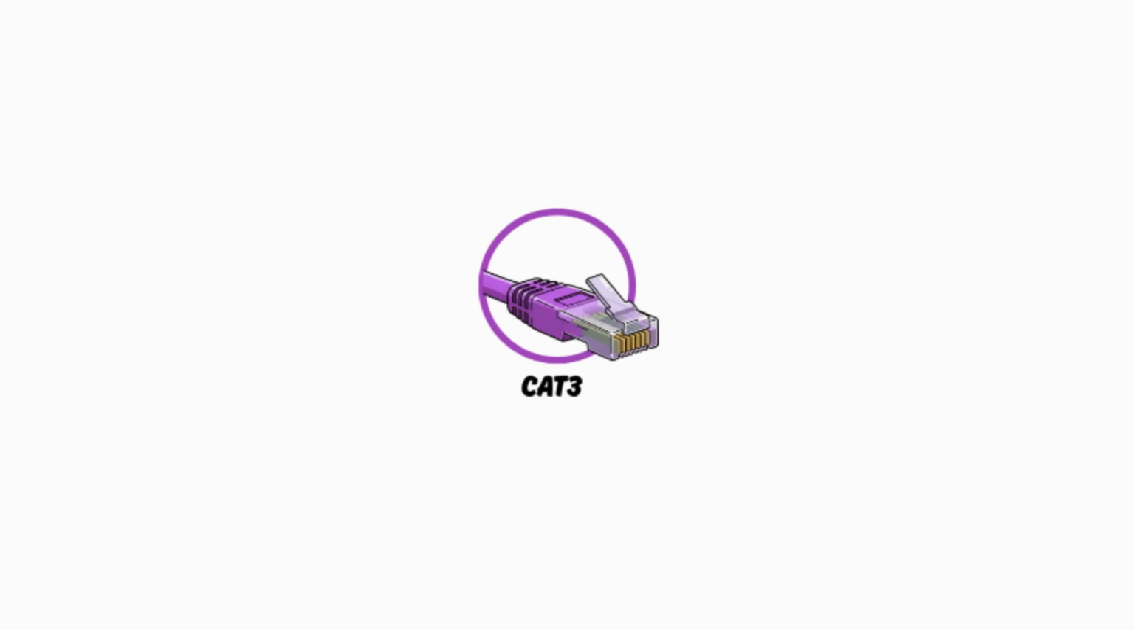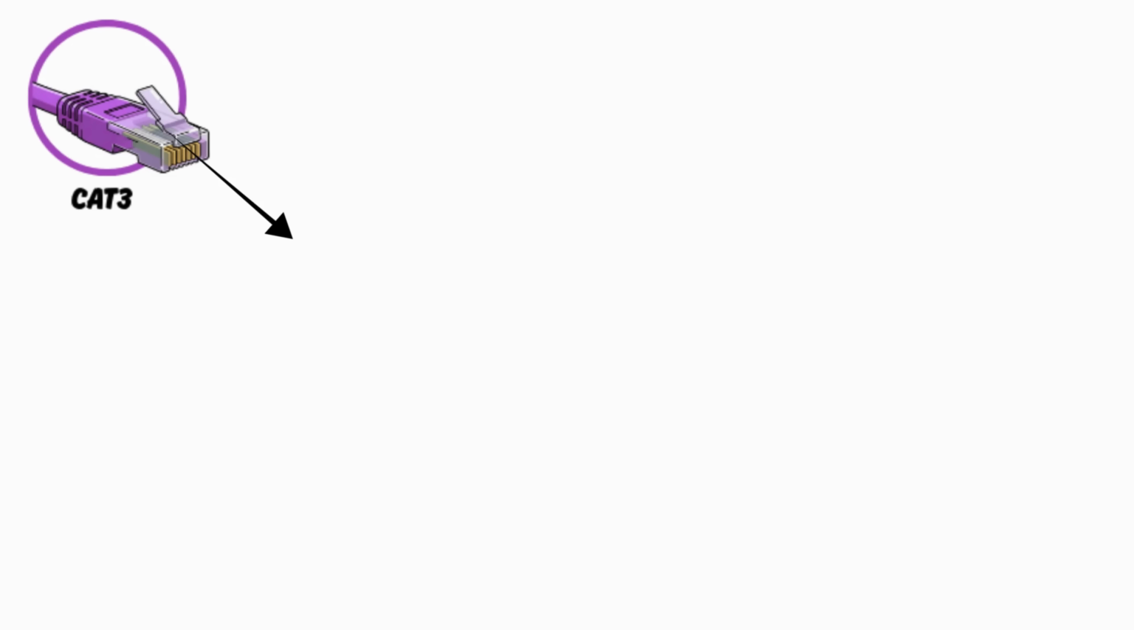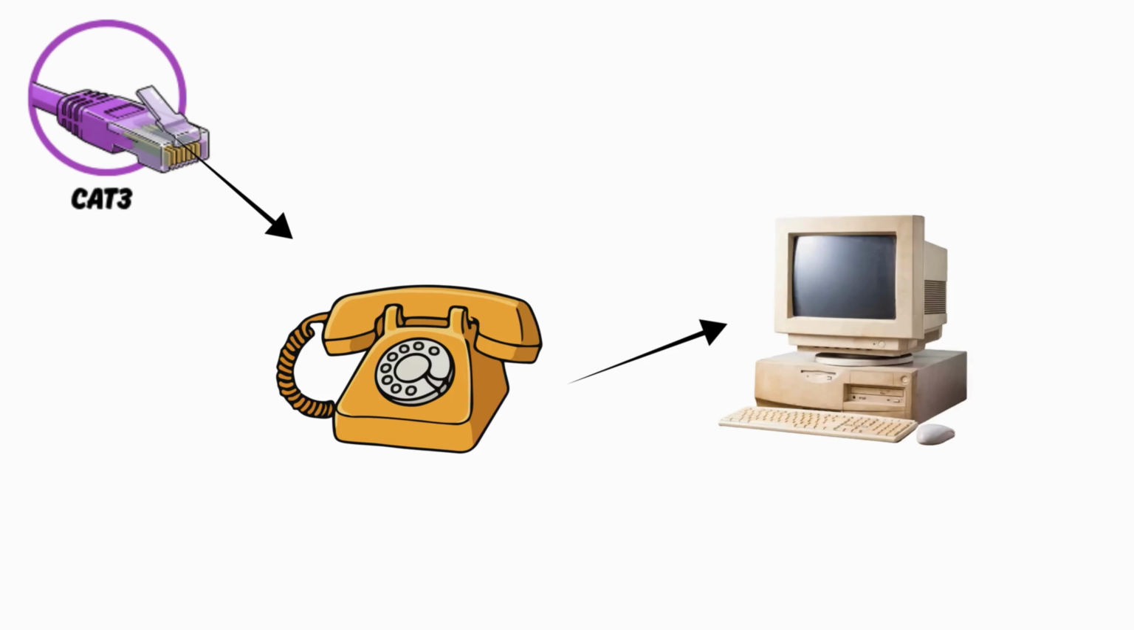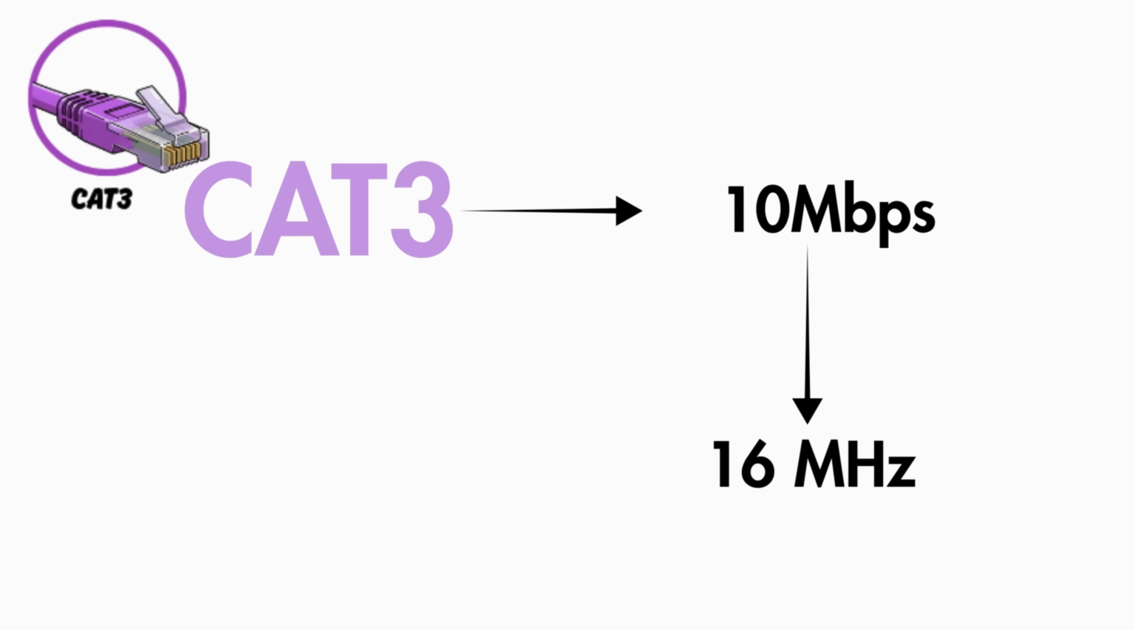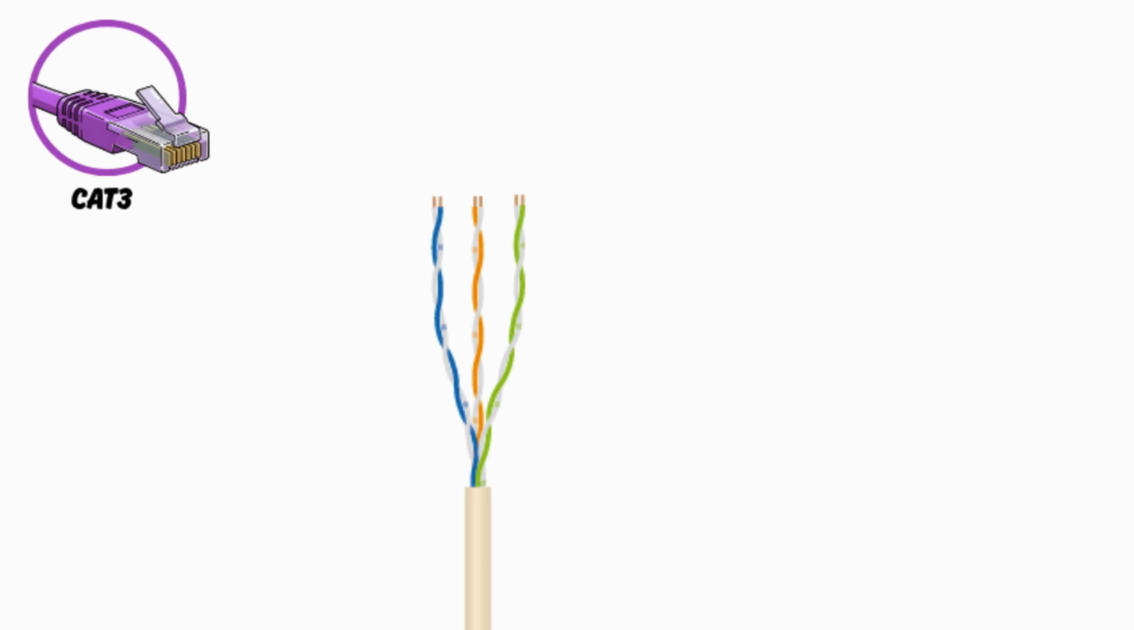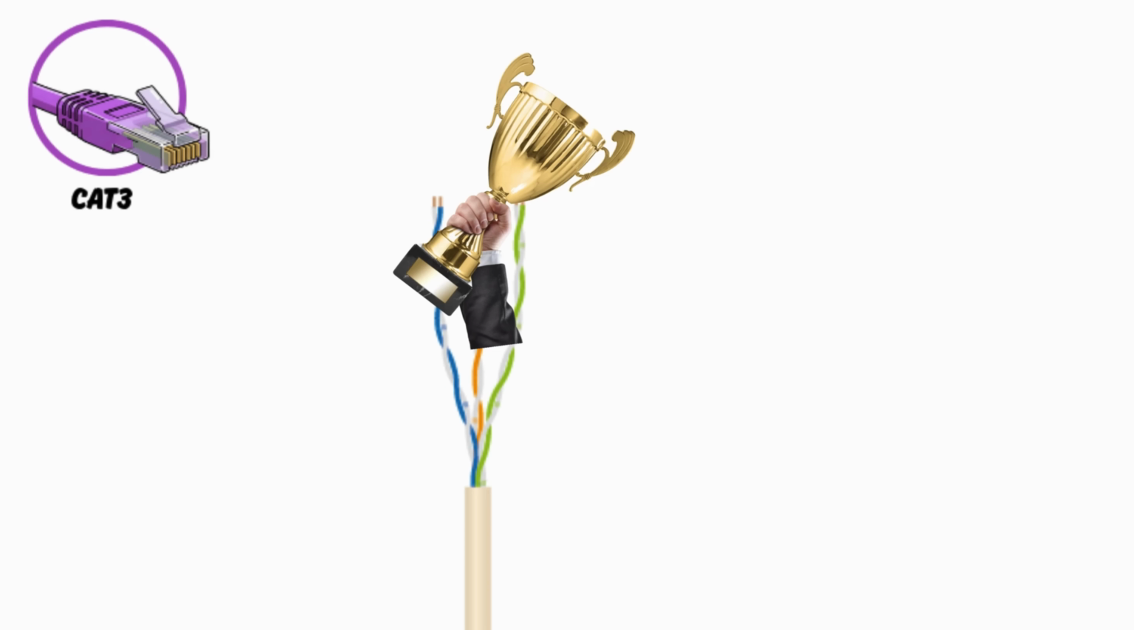Category 3, or CAT 3, was used in the early 1990s for telephone lines and the first slow computer networks. It supports speeds up to 10 megabits per second with a 16 megahertz frequency, and it was the first cable officially standardized for basic Ethernet.